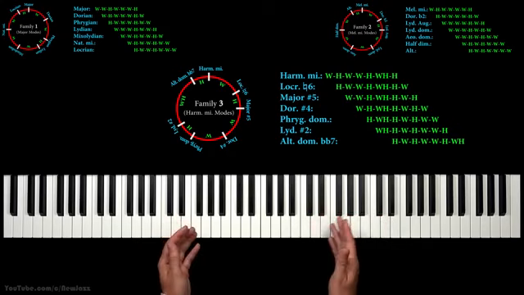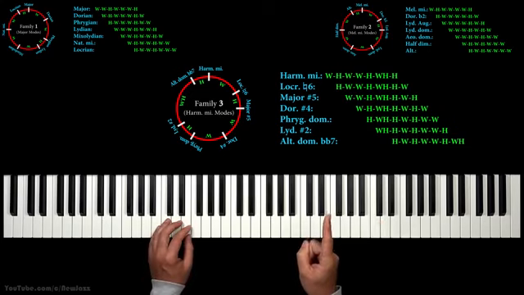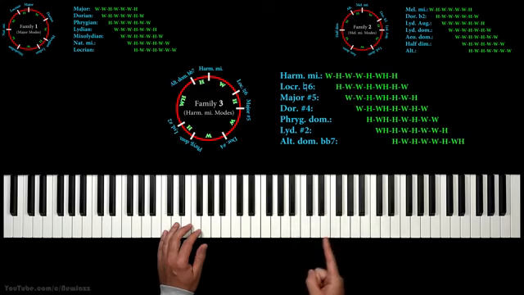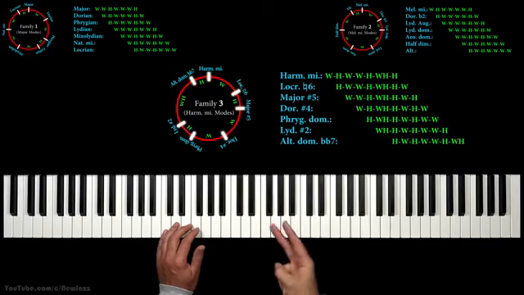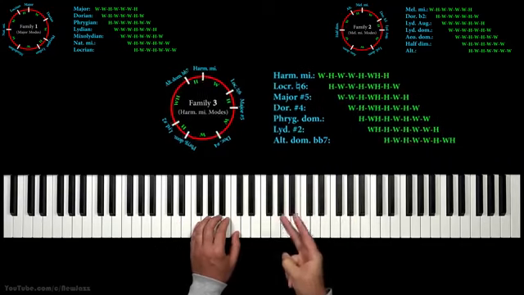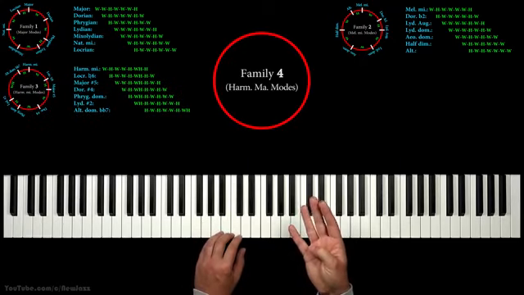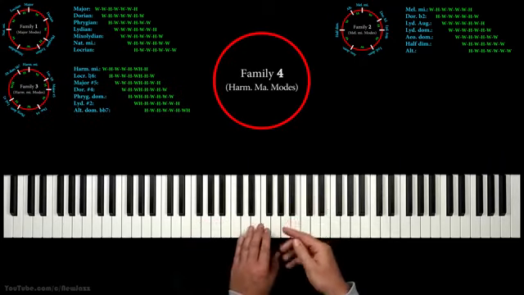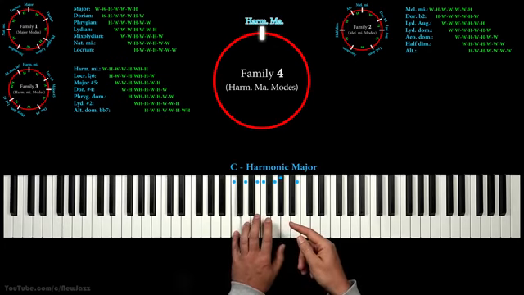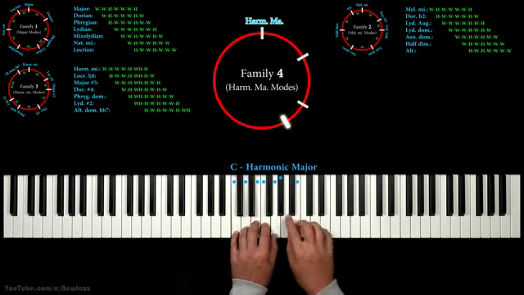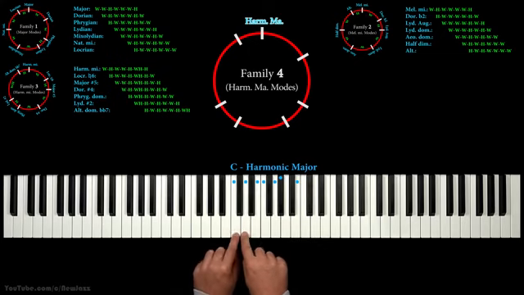Each scale is defined by 1. the family and its circular interval pattern, and 2. the starting point on that pattern, right? Now, let's move on to family 4. This is the harmonic major scale. This scale contains a brand new interval pattern.